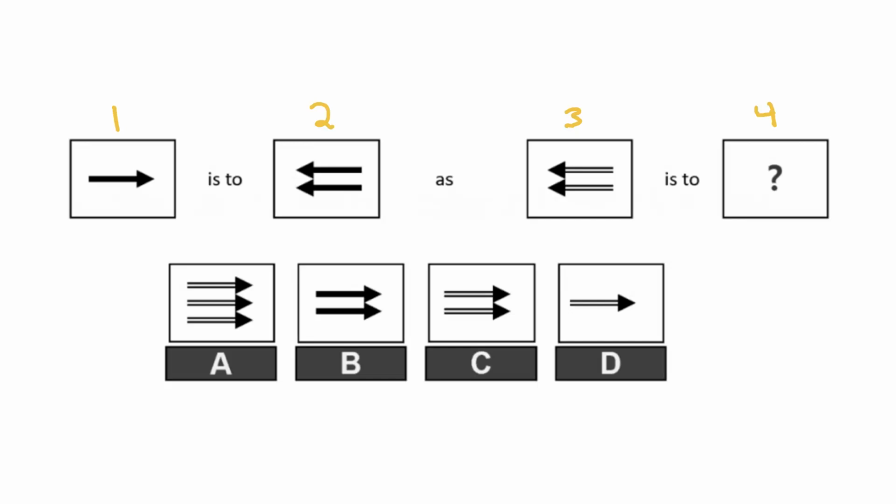In this example, it's option D that represents this failure, where option A is our correct answer. So now let's go through this. First of all, we can note that element 3 and element 2 are very similar.